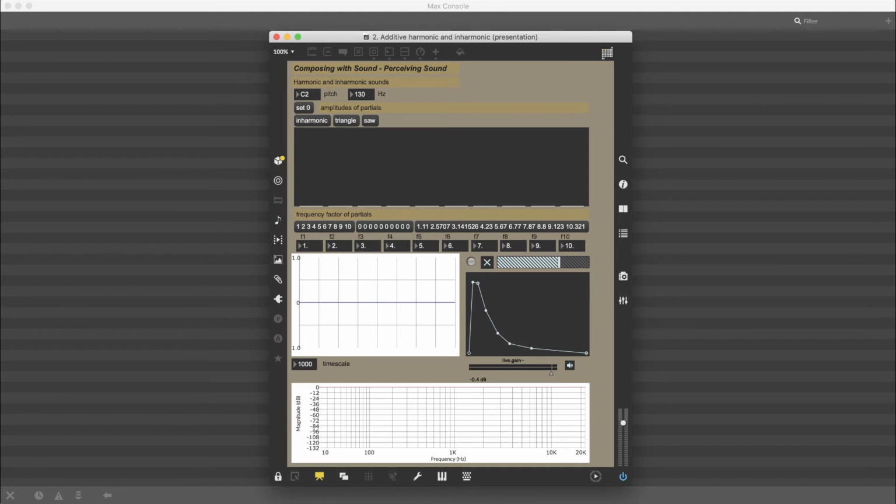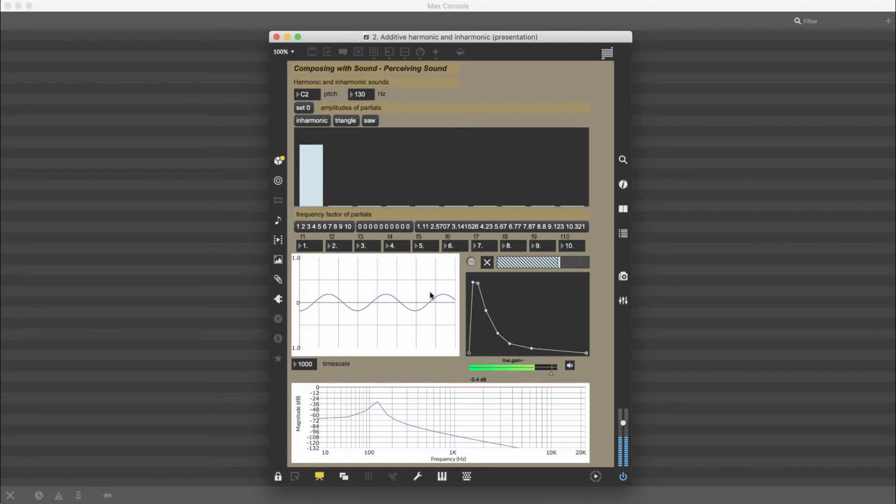Okay, so here's my demonstration patch. Now, this patch has a number of different features. We can set the fundamental pitch here in either note names or in hertz. So here we see the pitch C in octave 2 has a frequency of about 130 hertz. I have a set of controls for controlling the amplitude of a set of sine wave components. So there's a sine wave, which we will call the fundamental, at 130 hertz. And I have a set of numbers which can be used to multiply the frequency of the fundamental. So the fundamental is 1 times, the first harmonic is 2 times, 3 times, 4 times, 5 times for the subsequent harmonics. And I can add those harmonics together with these sliders.